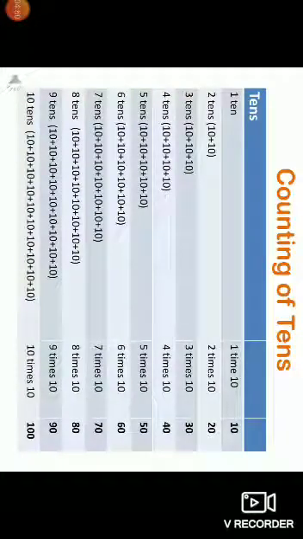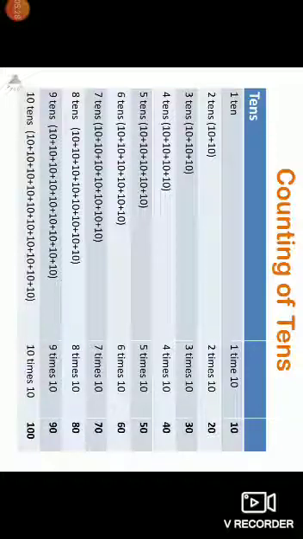Now, before we move ahead, let us understand the counting of tens. 1 ten means 1 times 10 makes 10. 2 tens means 2 times 10 makes 20. 3 tens means 3 times 10 makes 30. 4 tens means 4 times 10 makes 40. 5 tens means 5 times 10 makes 50.